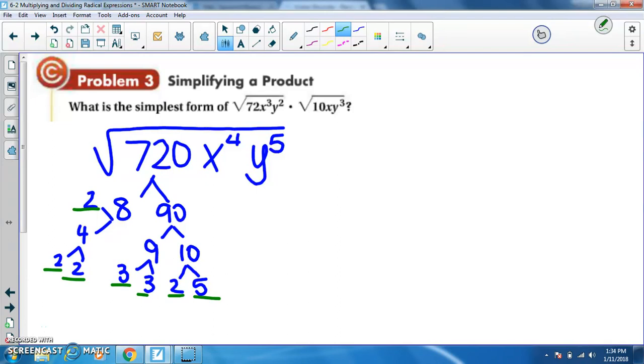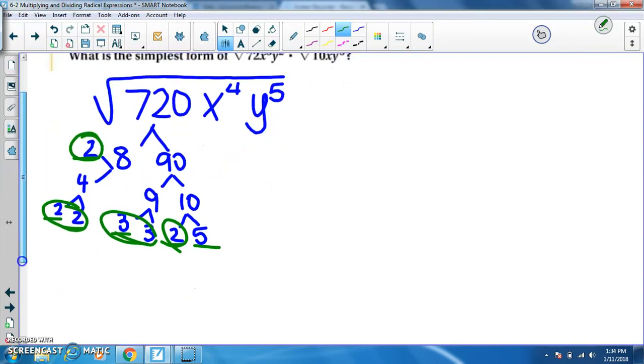Now look for groups of 2. One group of 2, one group of 2, and another group of 2. So for each group, I'm taking out one of whatever's in the group. So I take out 1, 2, 1, 2, 1, 3. And now I need to do the x's. I can't do anything with the 5 because I know there is no square root of 5.